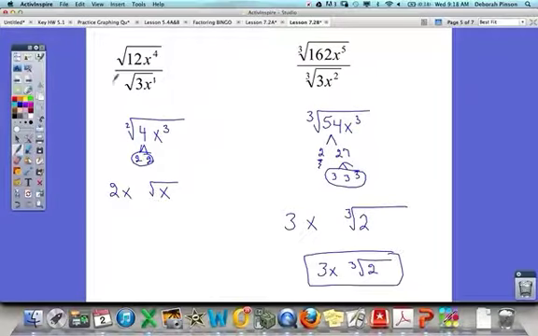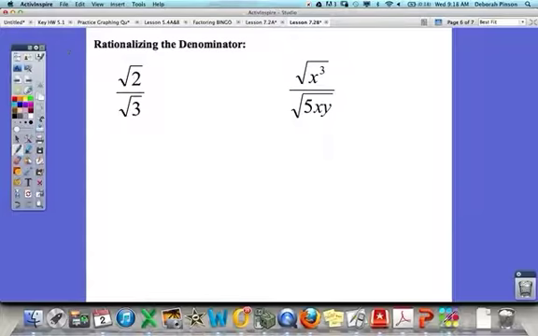Okay, now I want us to think about what happens if you can't divide. Like looking at this, 3 doesn't go into 2. Here, I'm not looking necessarily at the x's, but the numbers, 5 doesn't go into 1. Now, if you can't divide, you still need to do something called rationalizing the denominator.